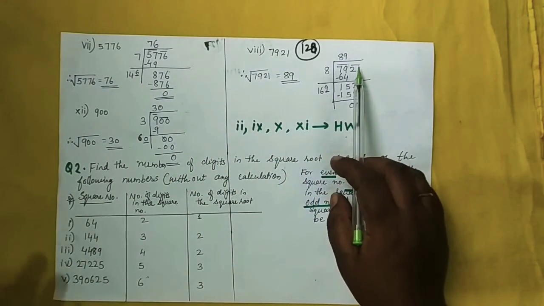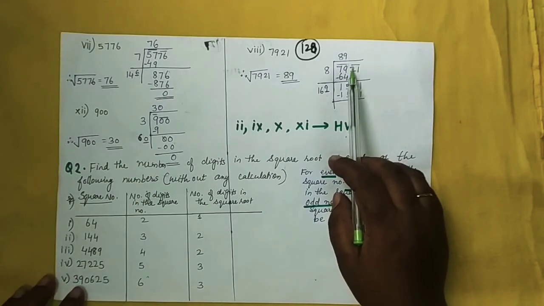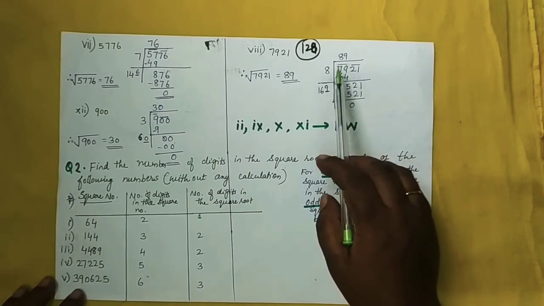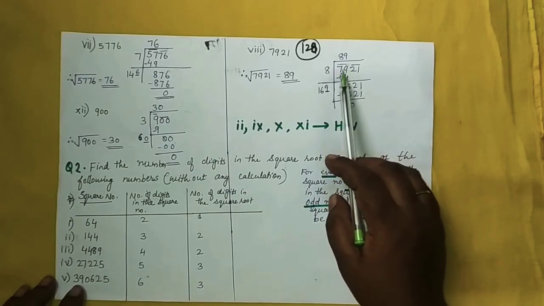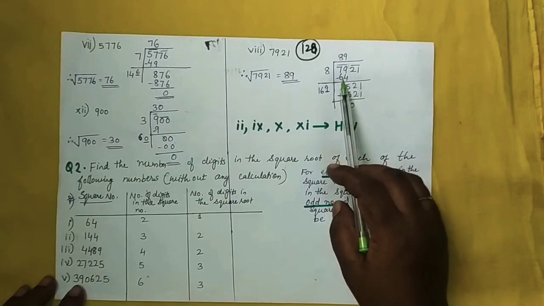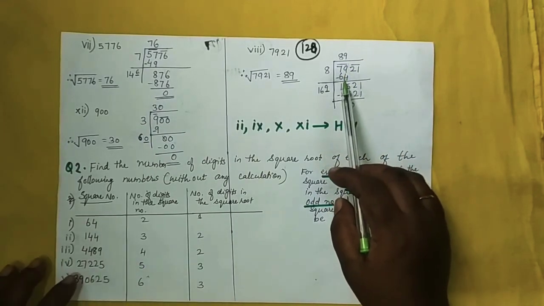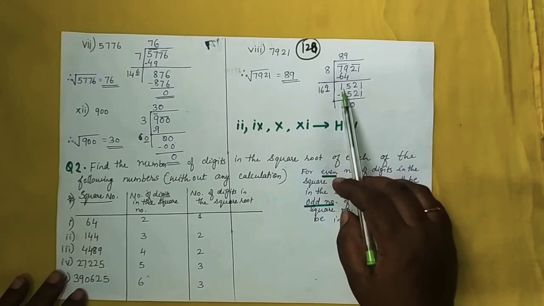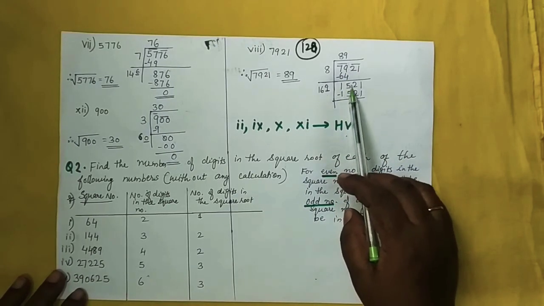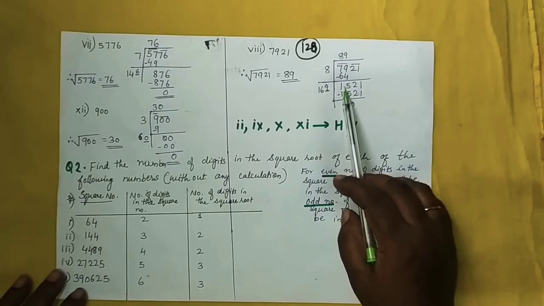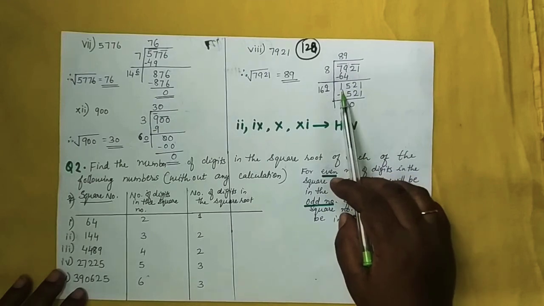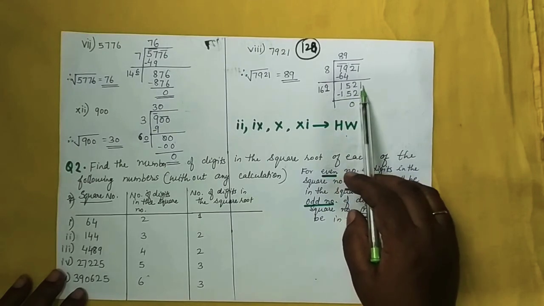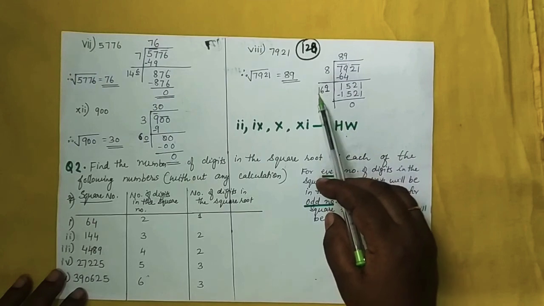You know, we are making groups of pairs from right to left. So 2 1 together, 21, and 7 9 together, 79. First group we are going to consider is 79. 8 8s are 64. You know, 9 9s are 81, which is greater than 79. So 8 8s are 64. 79 minus 64 is what? 15. So 15 and 21 also we are writing down. So what is the number obtained? 1521. Now 8 into 2 is 16, we have written here.